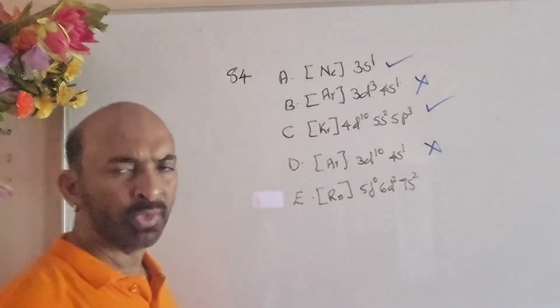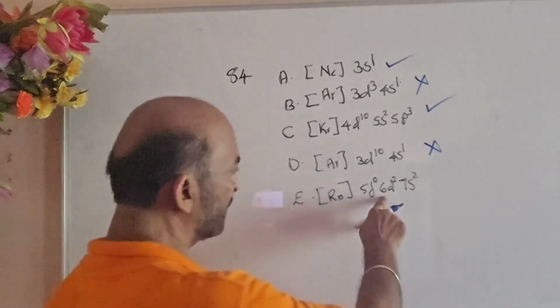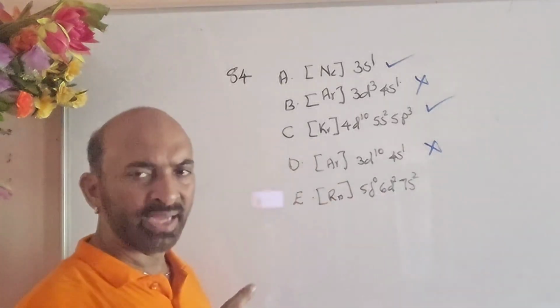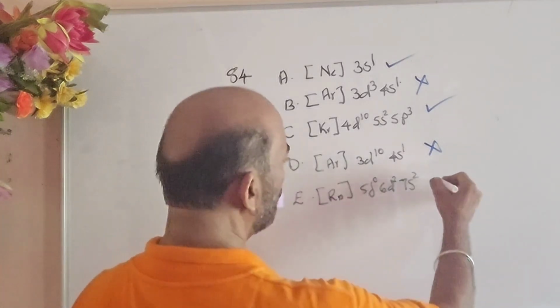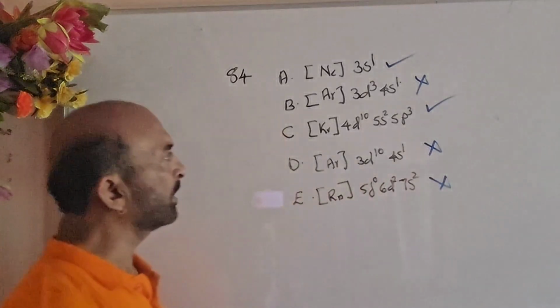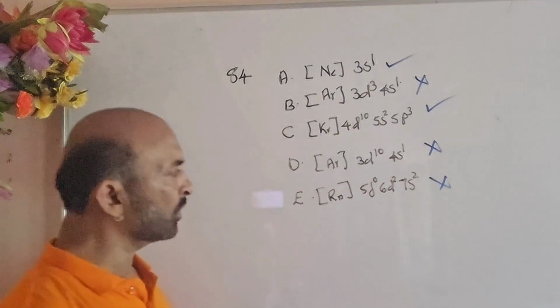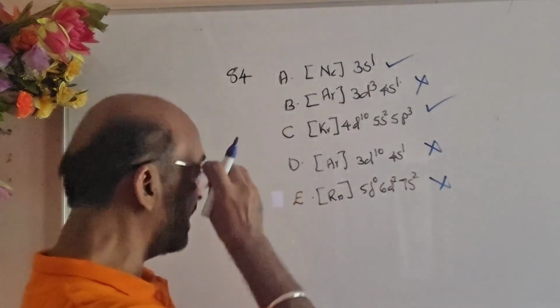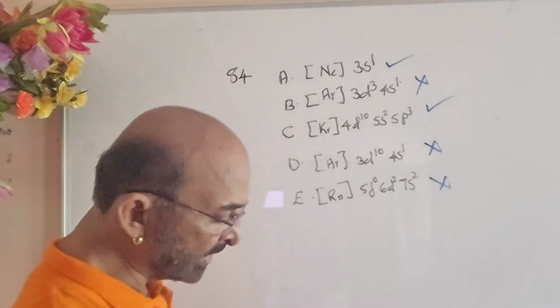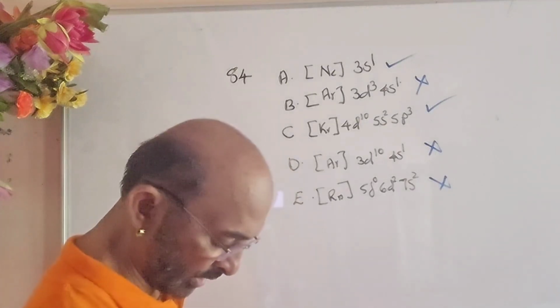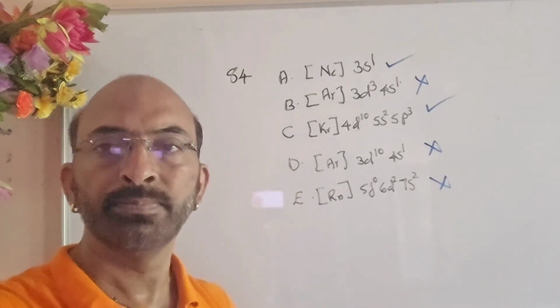It is neither S block nor P block. Its configuration says it is a D block element, but actually it is included in the F block if you verify in the periodic table. Anyhow, it is not a P block element or S block element. It is not a main block element. So we have only A and C as the answer, isn't it? A and C. Option 3 is the answer here.